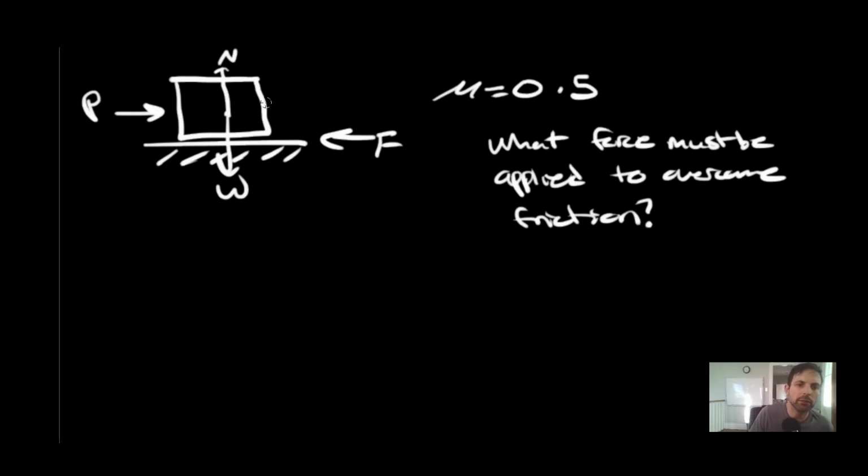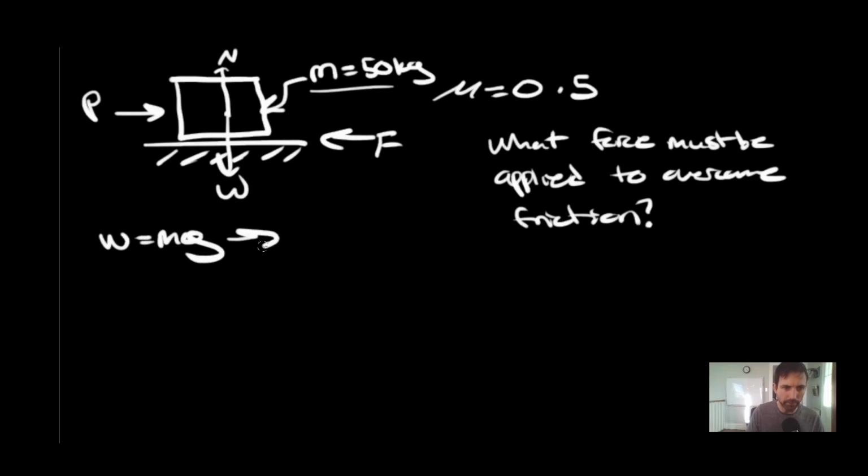We'll call this has a mass of 50 kilograms. Okay, so what's our first step? Our first step is we actually have to know the weight, not just the mass. So our weight equals mass times gravity, and 50 times 9.8 is 490 newtons.